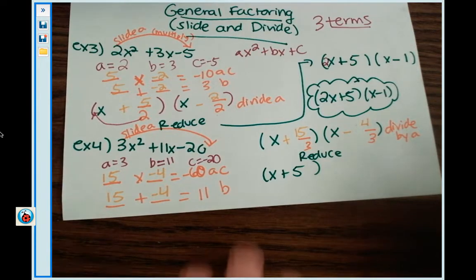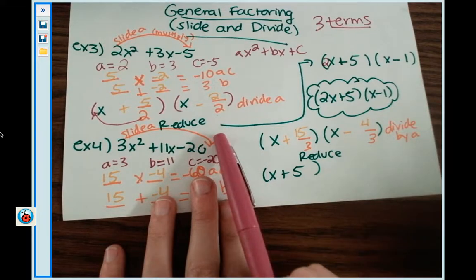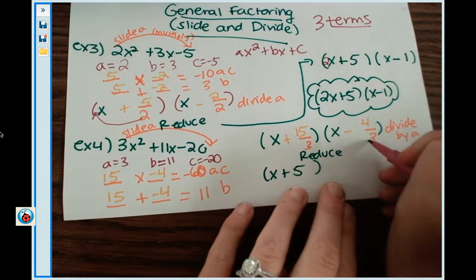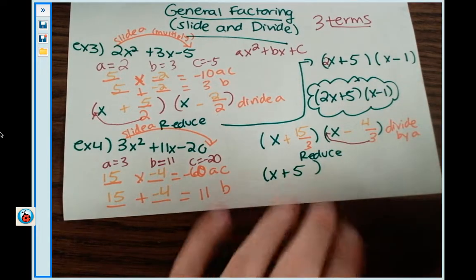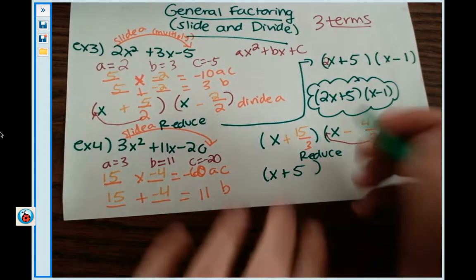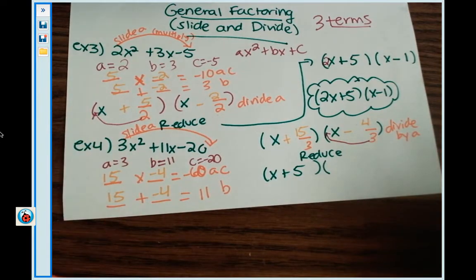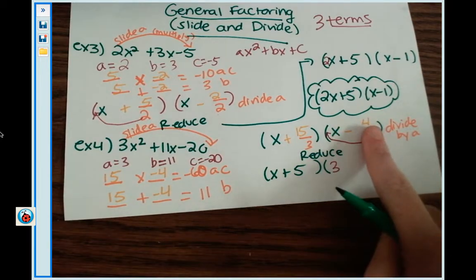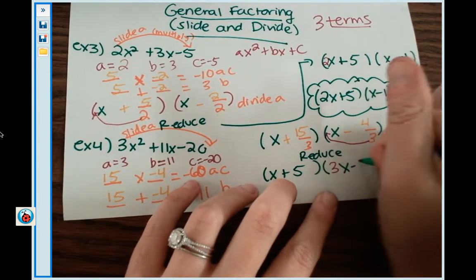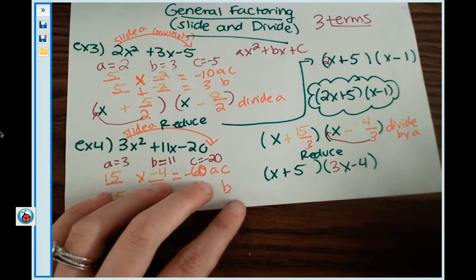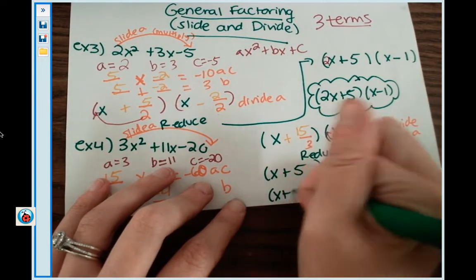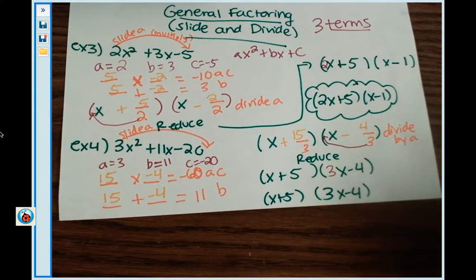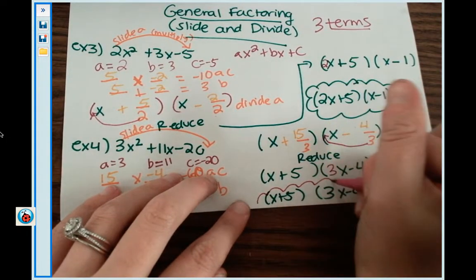Okay, but remember, we don't really like fractions in our parentheses when we're in factored form. So the way we prevent that, I'm going to slide my denominator to the front. Okay, so this will be, my 3 is going to slide to the front. So it'll be 3x, and then what's left over is the minus 4. So it'll be 3x minus 4. So that's my final answer, you guys. It'd be x plus 5 times 3x minus 4. And that is in factored form. Holy hot dog, you guys. That's it.